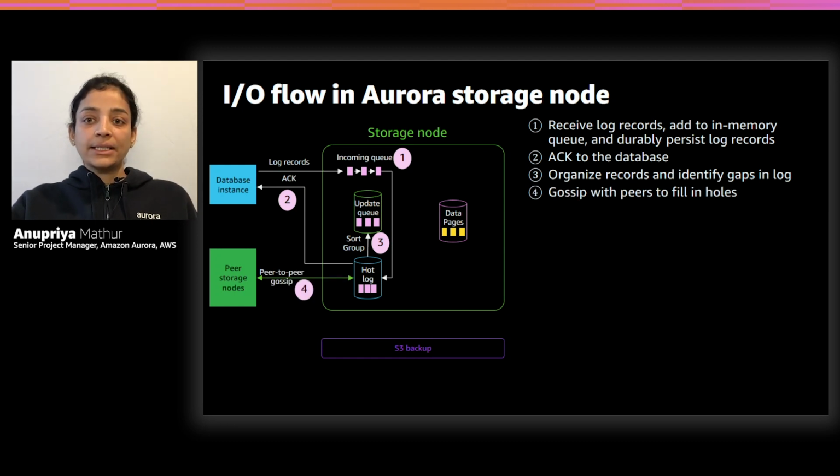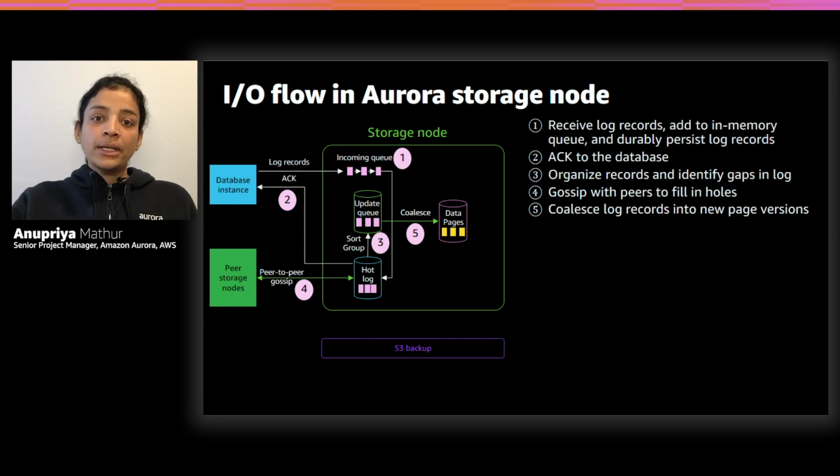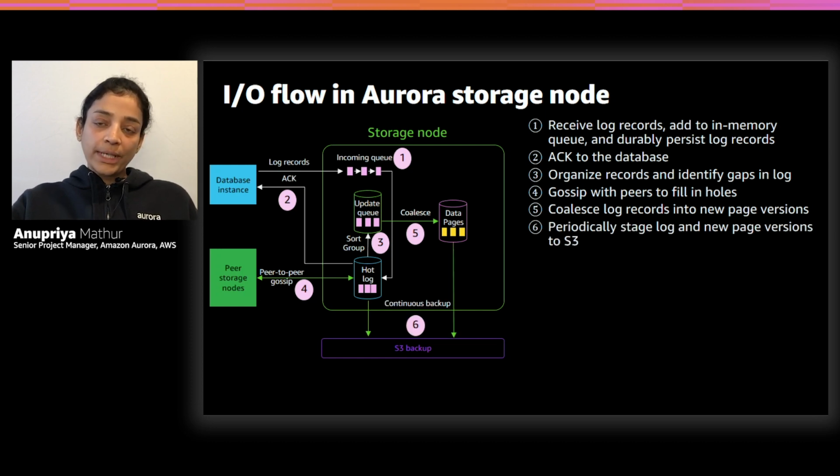And if it finds that there are any gaps in the sequence, like some log records are missing, then it would talk to its peer storage nodes to find out if the peer storage nodes have received it, and then complete the sequence. Once the sequence is complete, then it will coalesce them and then write the updated page versions. And then from time to time, we also write these log records to S3 for backups.